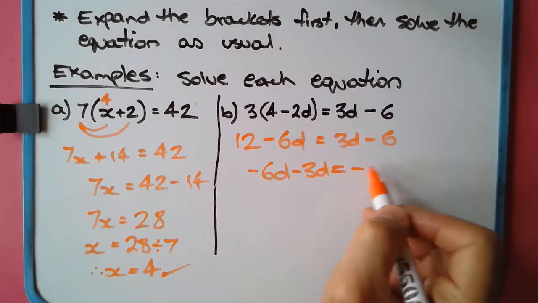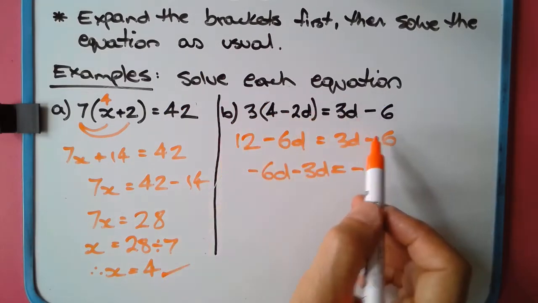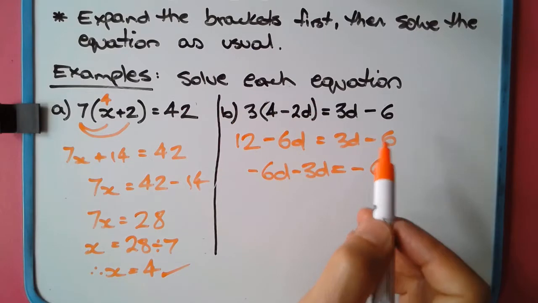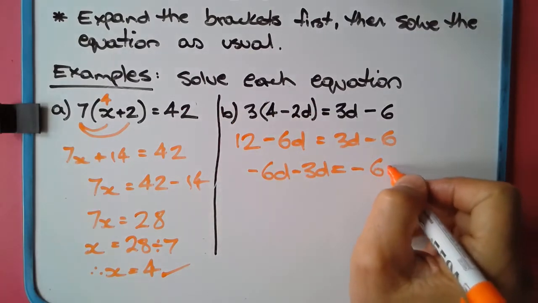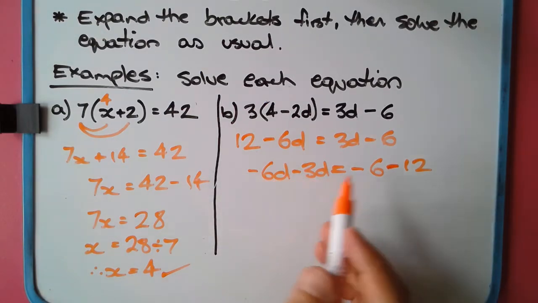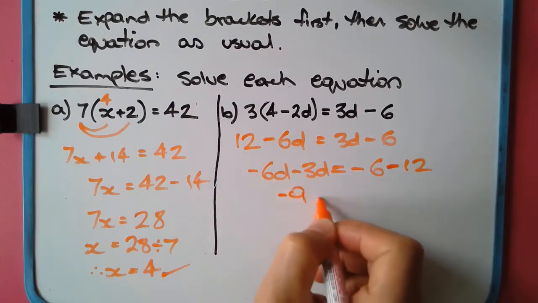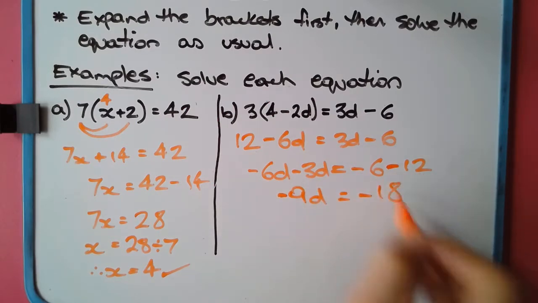Now, negative 6 is okay there, but the 12 is not. The 12 should be on the other side. It's just a number. Numbers should always be on the right-hand side. That's the convention. We try to stick to that. So that's going to be minus 12. Negative 6d minus 3d is negative 9d. Negative 6 minus 12 is negative 18.